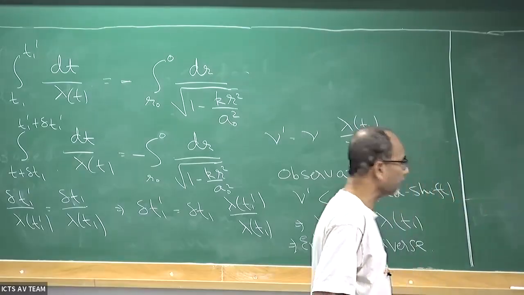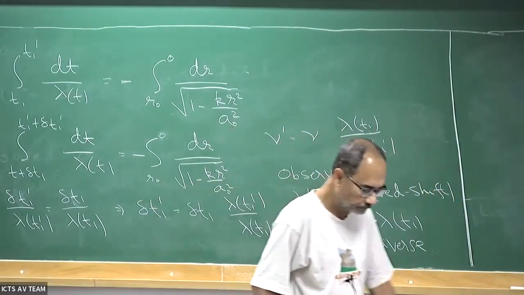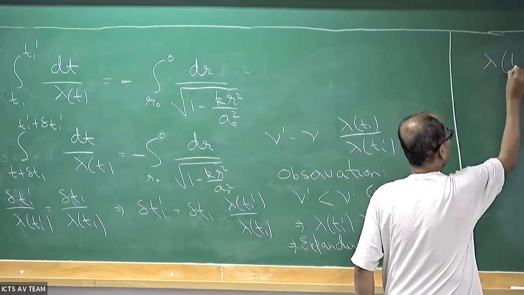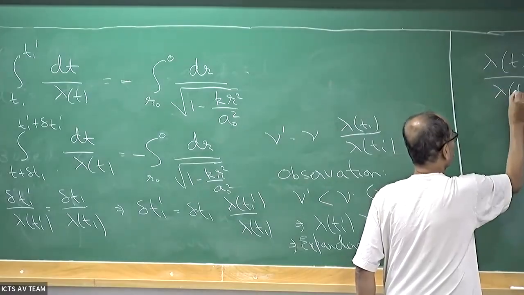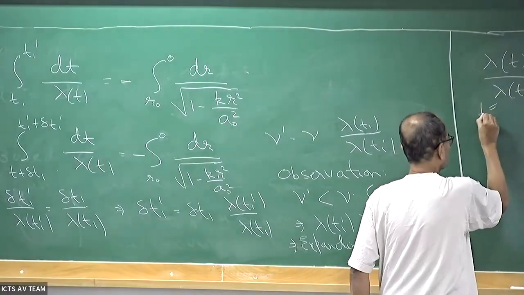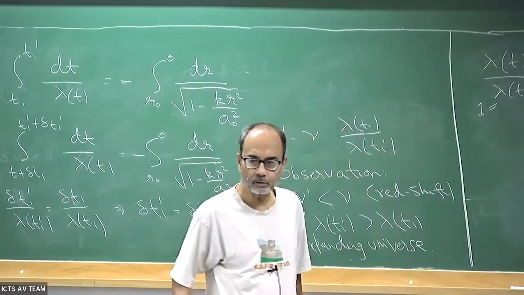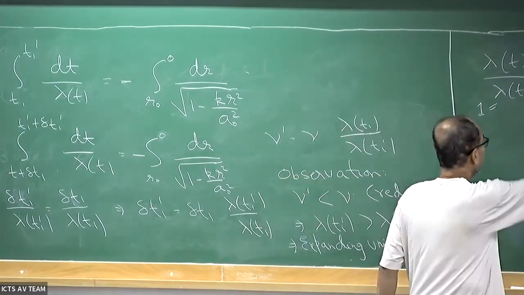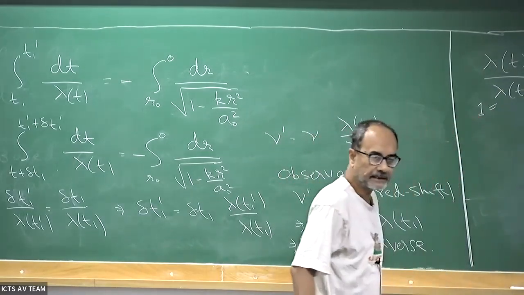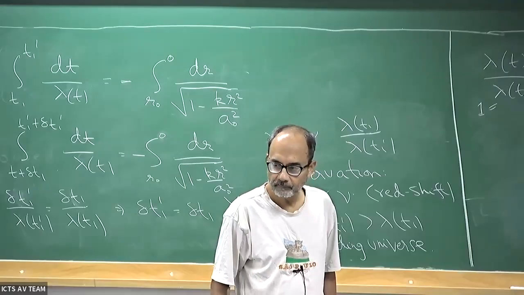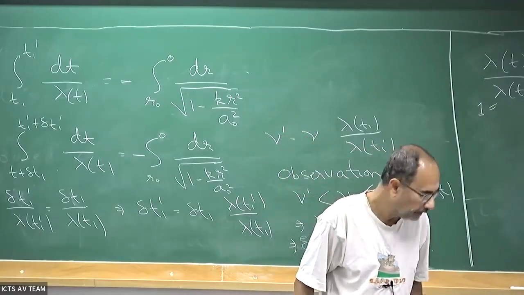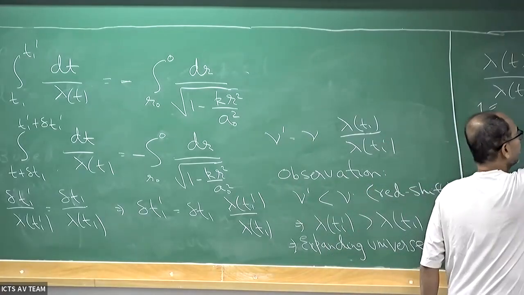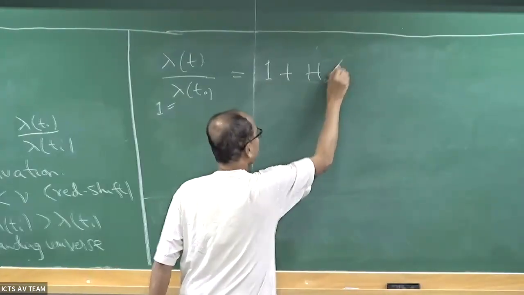Okay, so now I'm going to give some definitions. If we take lambda t over lambda t naught, where t naught is today's time, lambda t naught by definition is 1. We can try to expand it in a Taylor series expansion in t minus t naught. The first term, of course, is 1, because at t equal to t naught it is 1. Then we have some constant times t minus t naught.